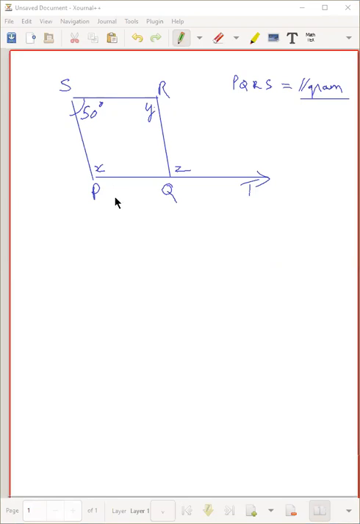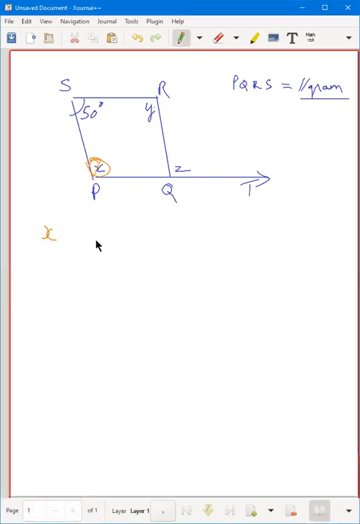Yes, sir. Tell me, what do we do over here? Let's start with X. How do we find X? What are the properties of a parallelogram? Opposite sides are equal and parallel. So if it's parallel, what will happen to SP? SP will become the transversal. So what will X become?